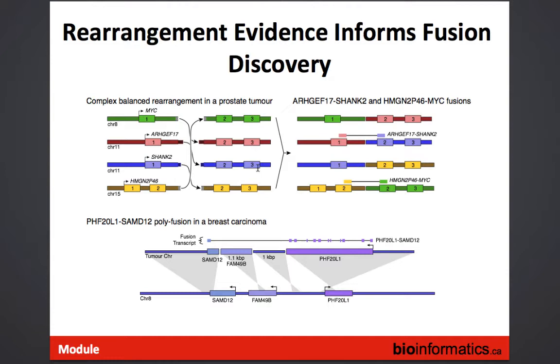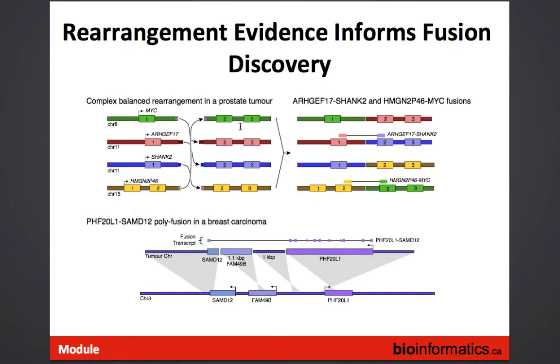So finally, this is from some of my own work, where we looked at the corresponding rearrangements that were producing gene fusions in prostate cancer. This is a particularly complex case where we had two fusion transcripts we were interested in. They're highlighted here on the right, this red and blue transcript and this yellow and green transcript. One involves SHANK2 and one involves MYC.